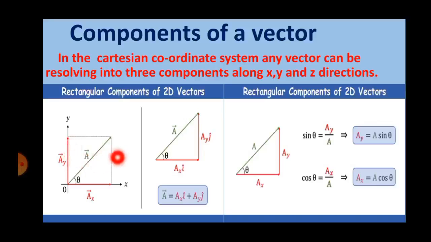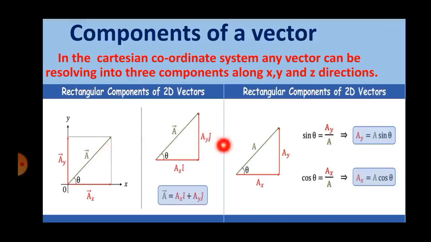In the two-dimensional Cartesian coordinate system, the vector A is given by A vector is equal to Ax i unit vector plus Ay j unit vector. The A vector makes an angle theta with the x-axis, and Ax and Ay are the components of the A vector along the x-axis and y-axis respectively.